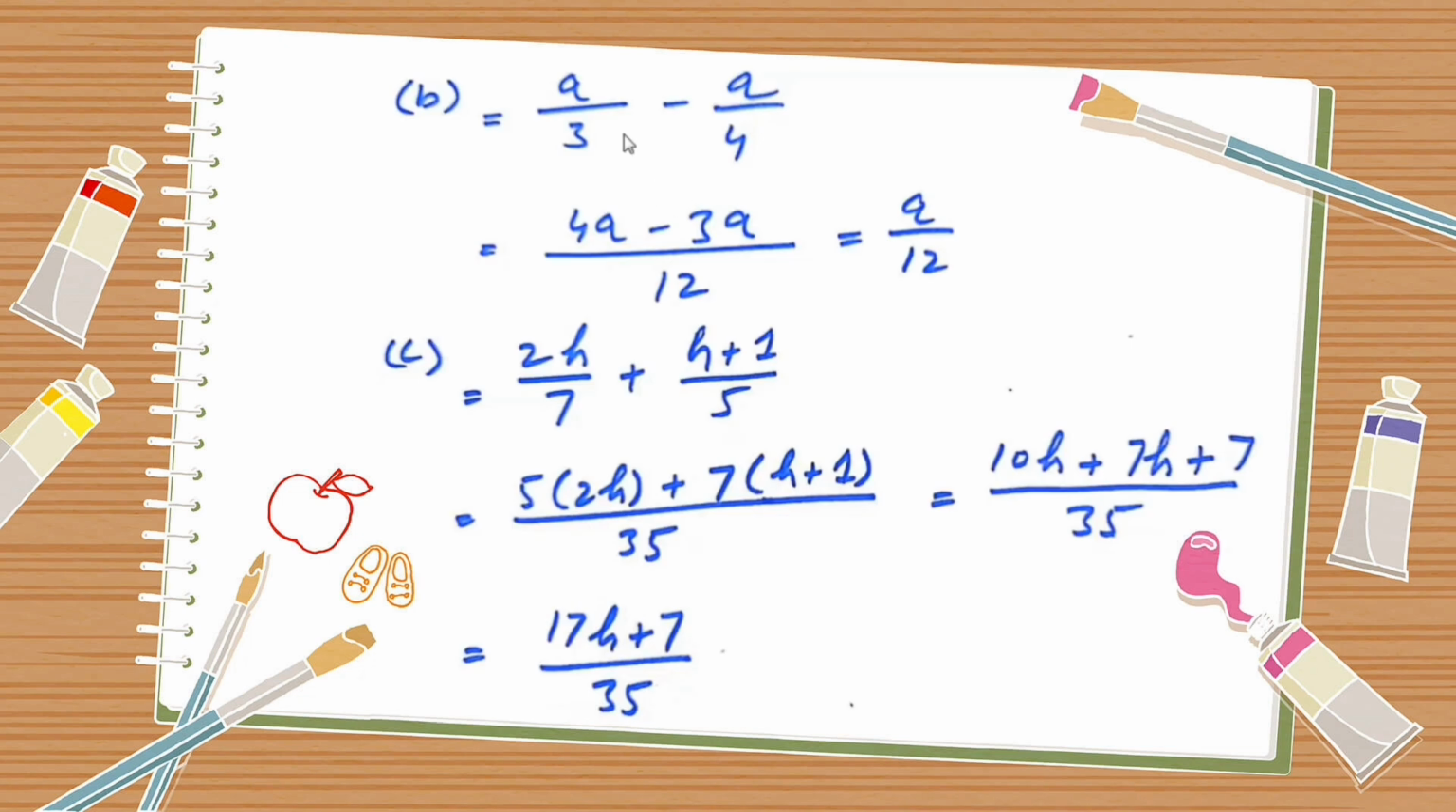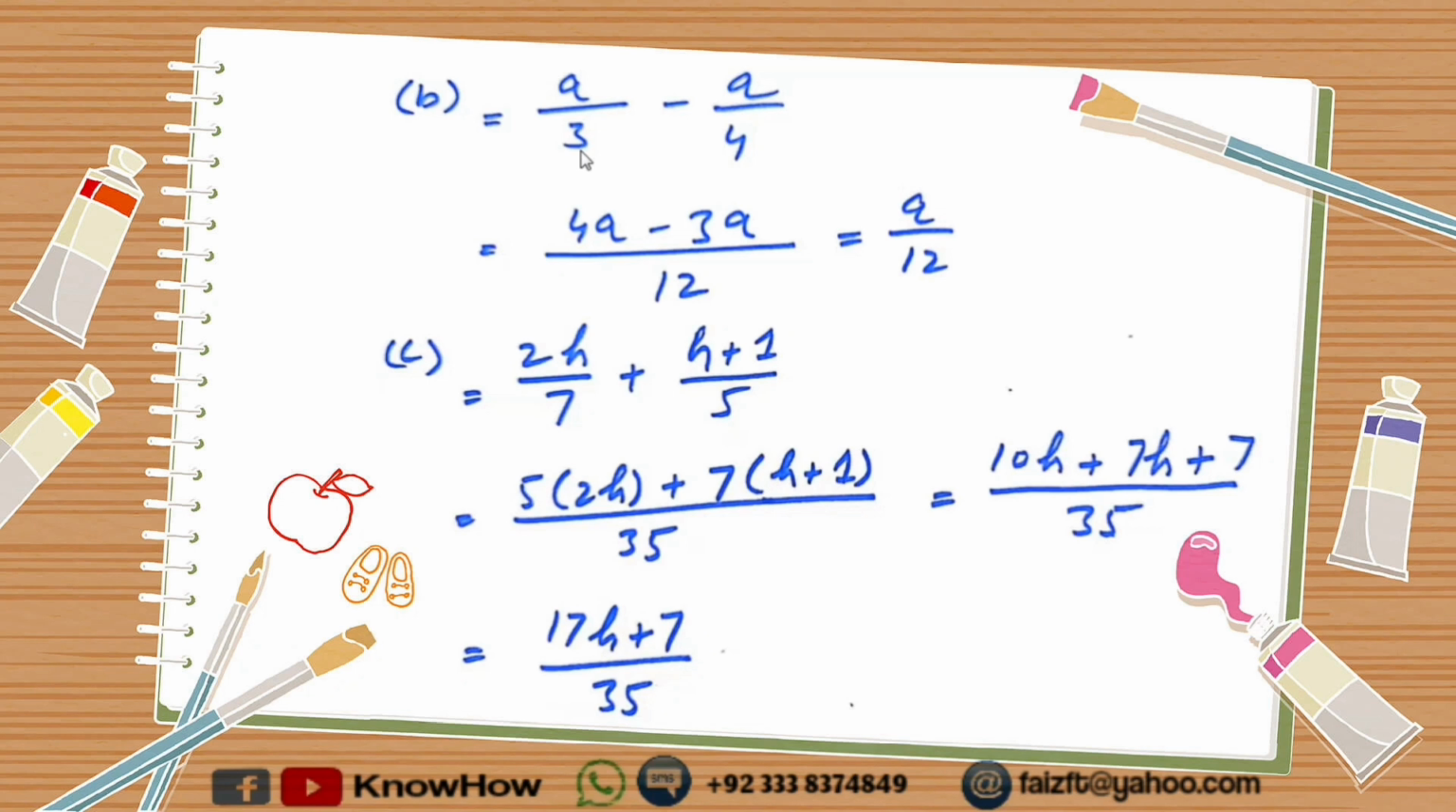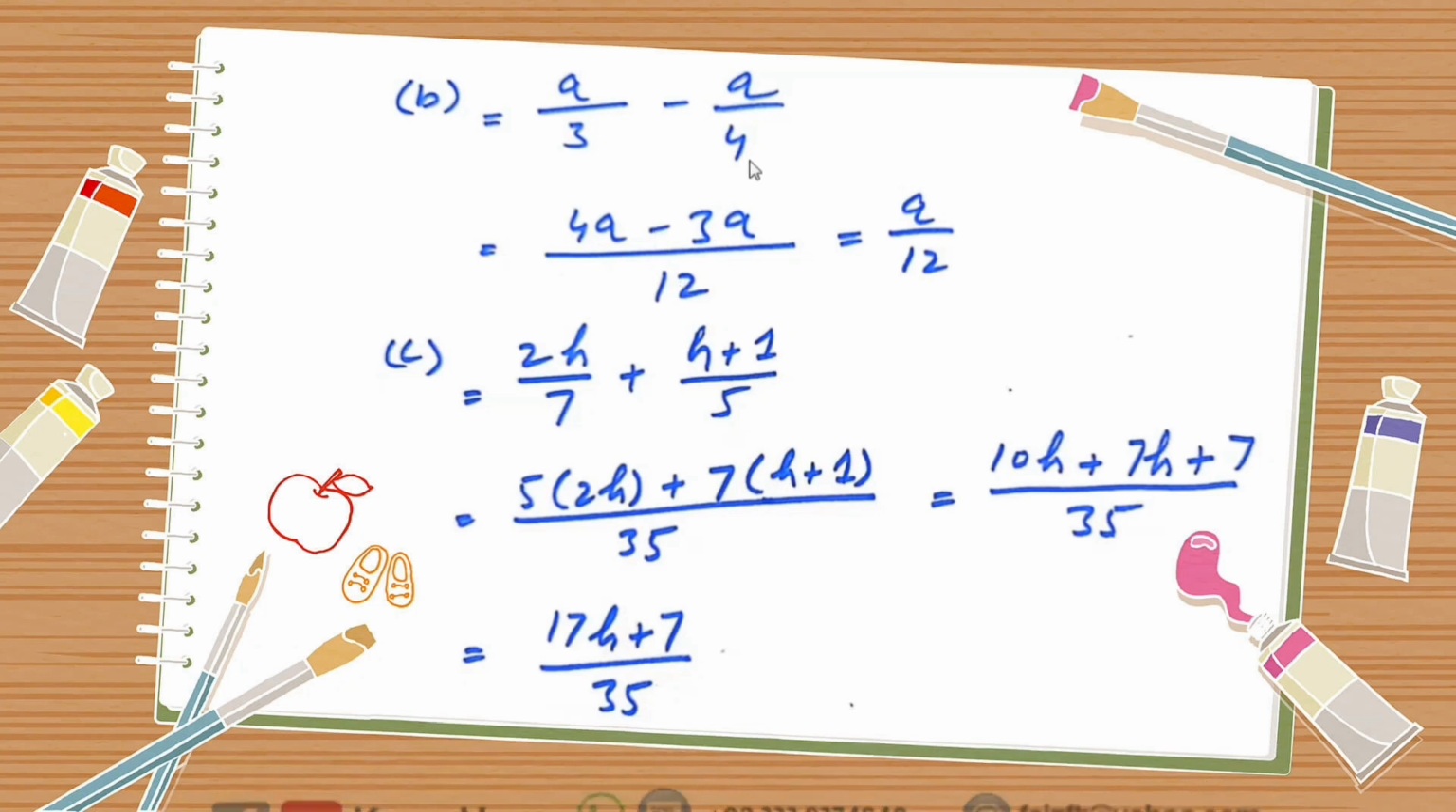In B part you can see the question is a over 3 minus a over 4. So we have taken the LCM of 3 and 4, that is 12, and this 12 is divided by 3, the answer is 4, and 4 is multiplied with this a, the answer is 4a. Then minus, and 12 is divided by 4, we get 3, and 3 is multiplied with a, the answer is 3a. So 4a minus 3a is a divided by 12.